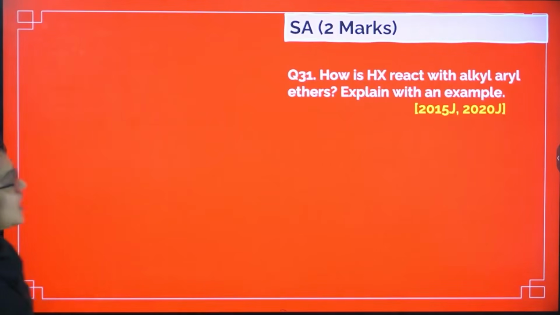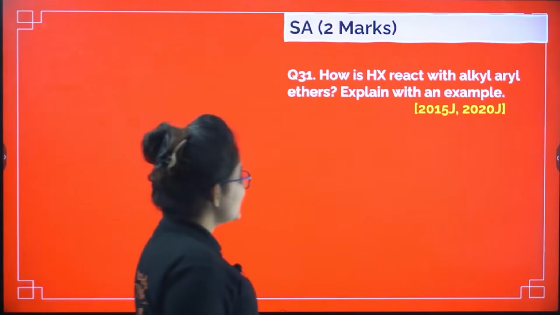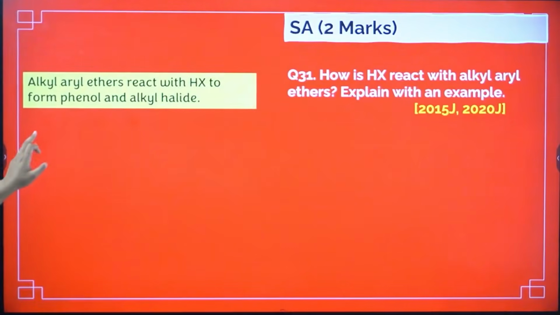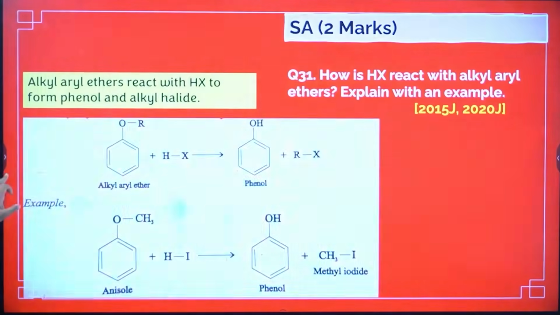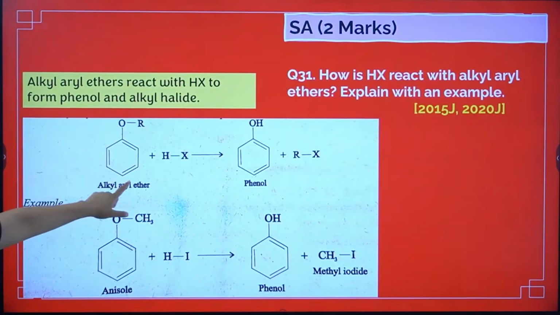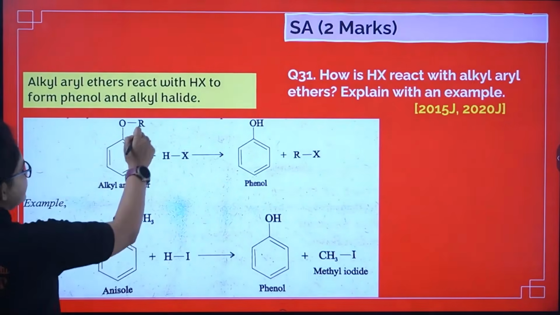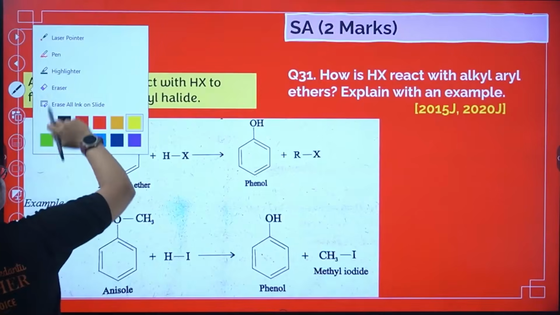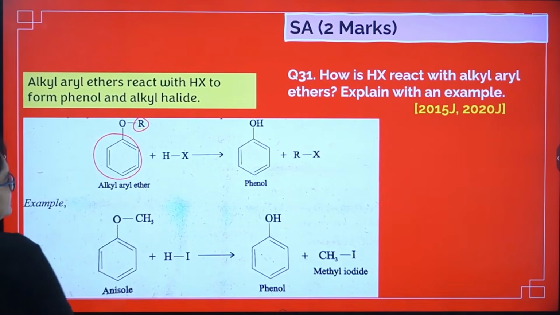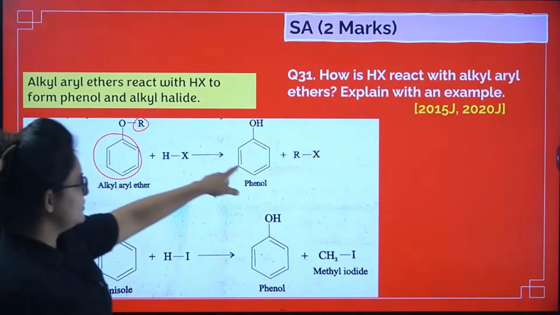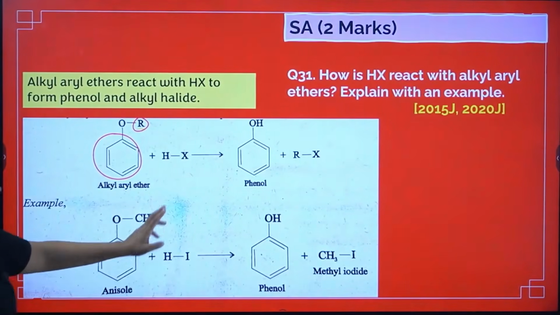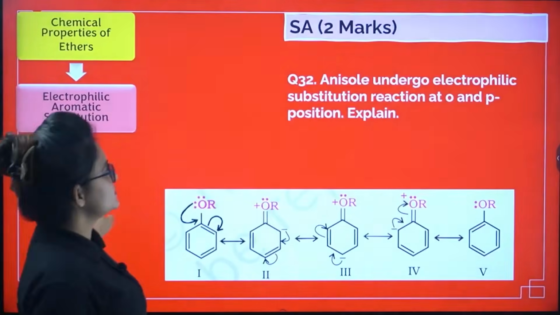Let's proceed. How does HX react with alkyl aryl ethers? Give an example. It reacts to form phenol and alkyl halide. You can see this is your alkyl aryl ether, this is your aryl unit, this is your alkyl unit, right? If you give HX, then you will get phenol and RX. One example with anisole is also given here. I guess it's clear. Let's proceed.